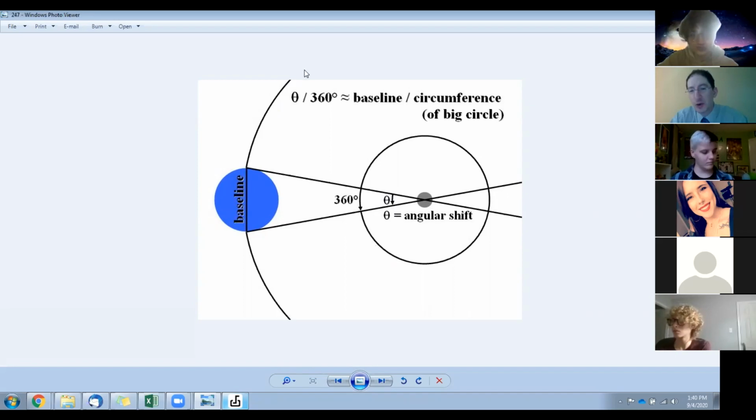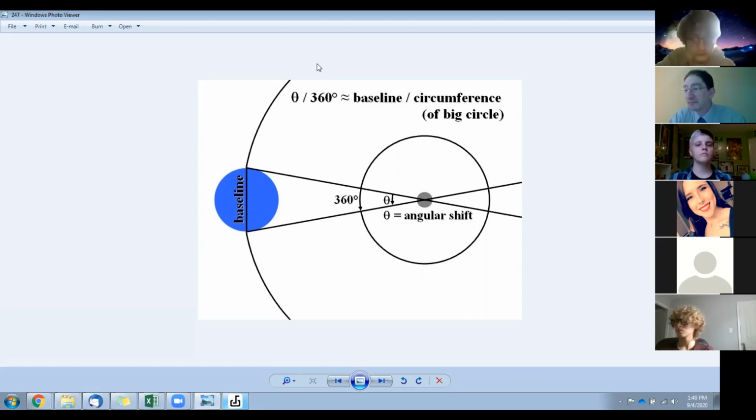Now, imagine going out to the circumference. We also know the distance between the two observing points. We call that the baseline, the distance between the two observing points. And that will be some fraction of the circumference of this giant circle that's centered on Venus, but goes through the Earth. And it's going to be the same fraction. Theta as a fraction of 360 is going to be the same fraction as this baseline as a fraction of the circumference that goes all the way around.